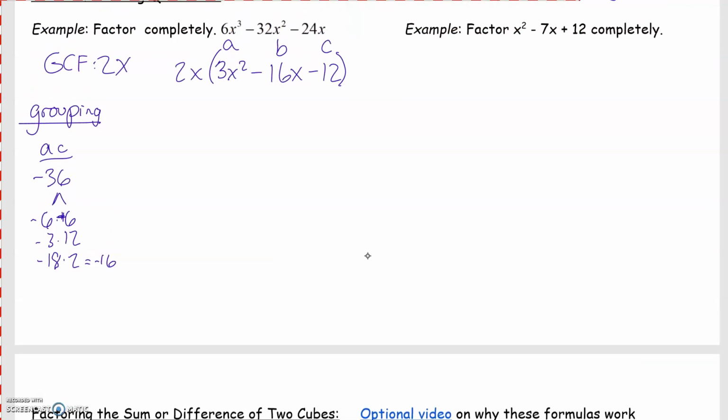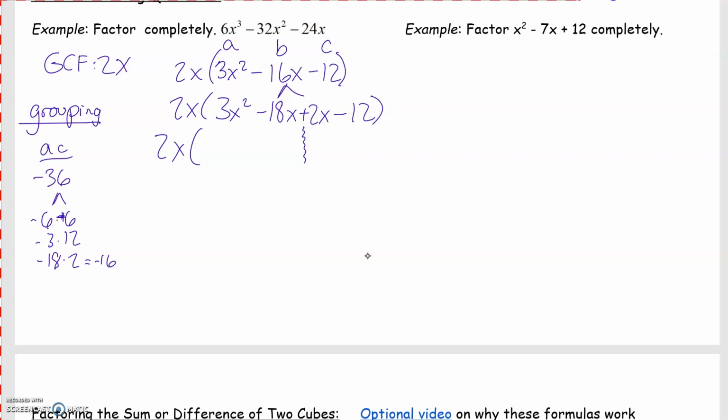So when we're factoring this out, we're going to bring down the GCF, bring down the first term. This middle term, we're going to end up splitting. So that's going to end up being negative 18x plus 2x minus 12. The next thing we're going to do is factor by grouping, and we're going to see what we can divide out of the first two terms. Bring down that GCF.